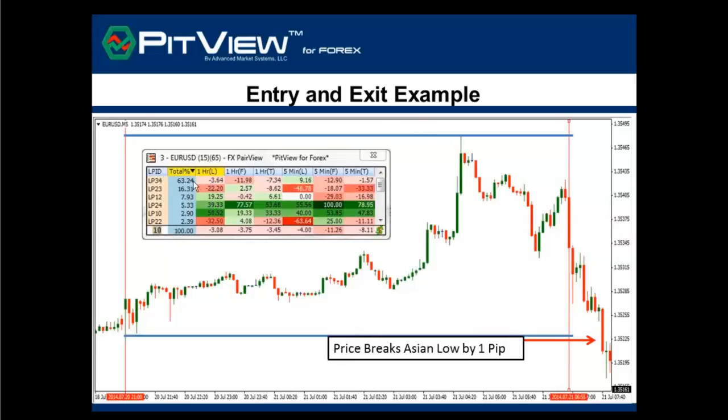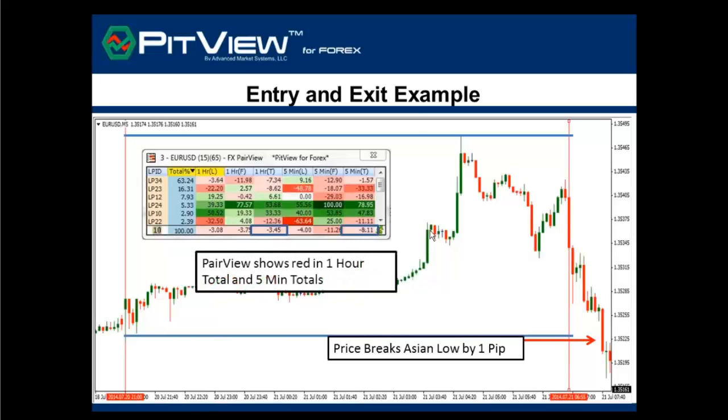So with PairView, what I'm doing is I'm waiting for the market makers to confirm my entries also. If you look at PairView, I'm not looking for a huge imbalance on the buy or sell. I'm just looking at the totals on here, a very simple way. It's not a complex thing to look at, in my opinion. You see it's just barely red, but at the same time that price breaks the Asian low by 1 pip, PairView shows red in the 1 hour time frame and red in the 5 minute totals.